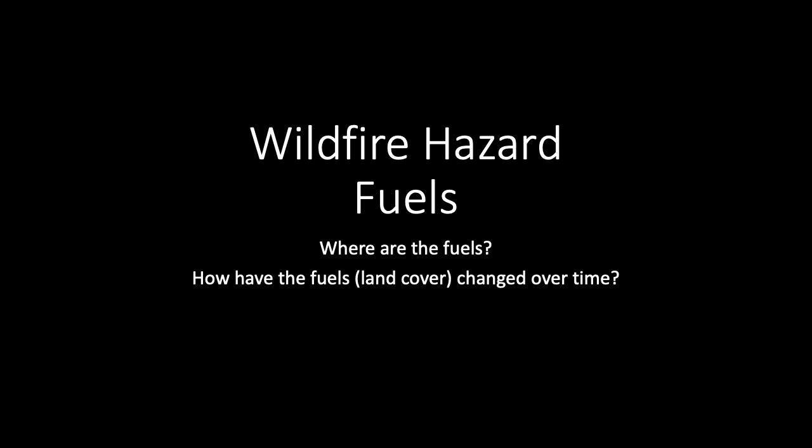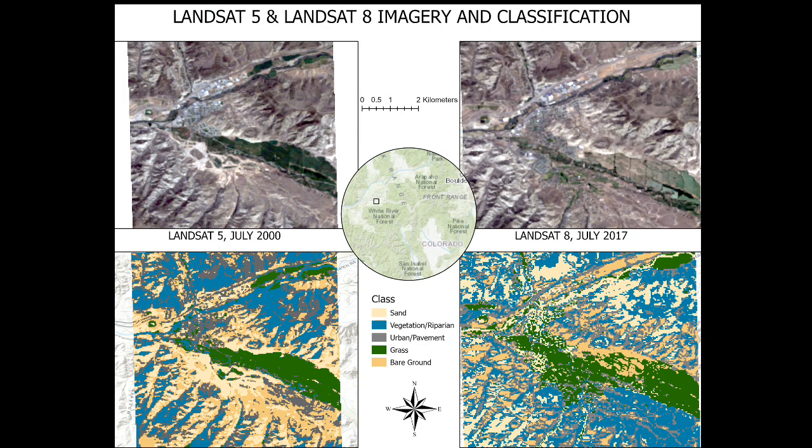Next, we'll look at the next wildfire hazard, that being fuels, and how the fuels, in this case land cover, changed over time. In the following three slides, I will look at the 2000 to 2017 change in fuels in Eagle, Colorado. These are satellite images on the top of the screen, and these are computer-generated classifications of the same satellite images on the bottom of the screen.